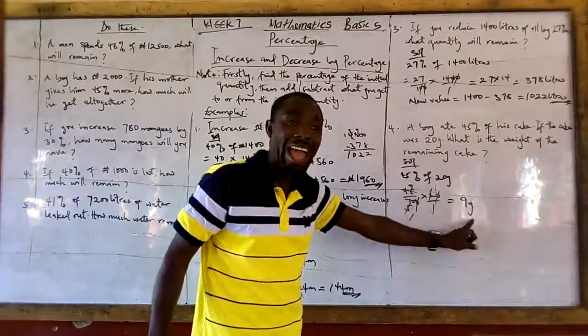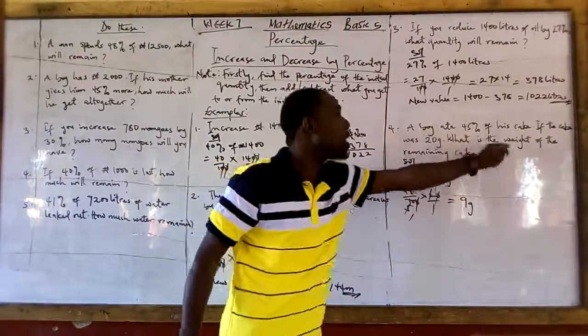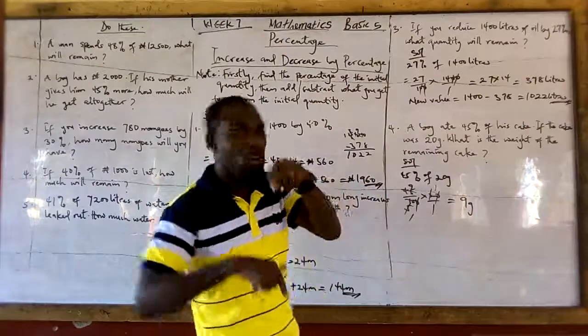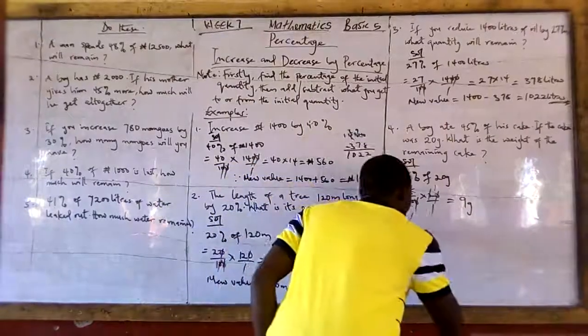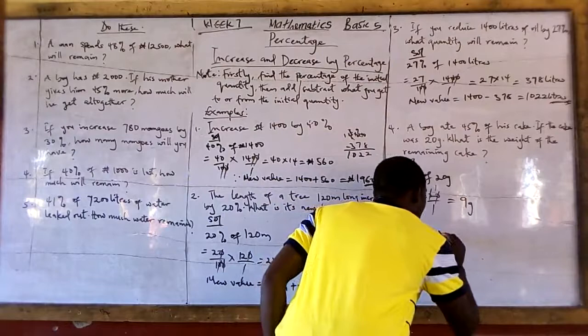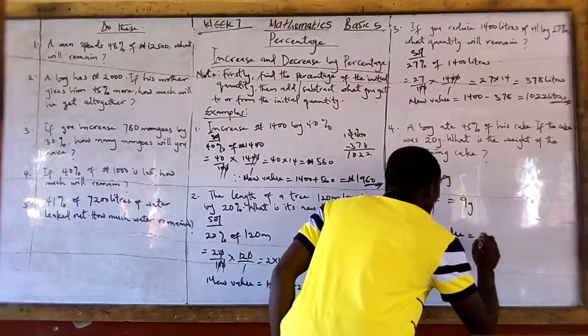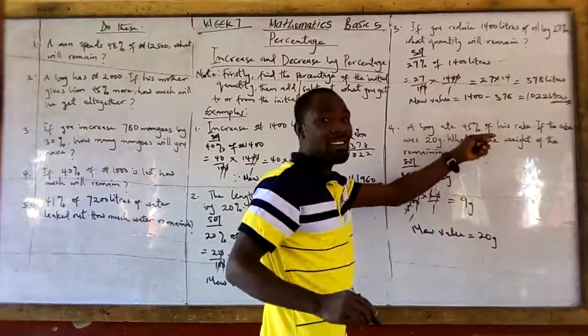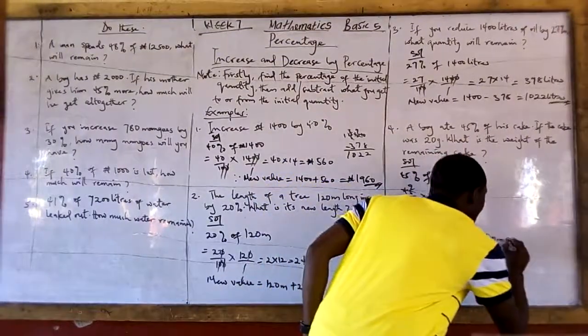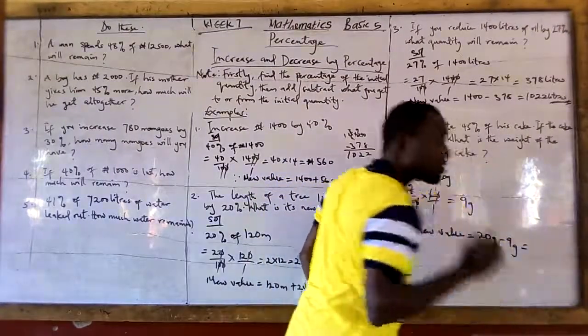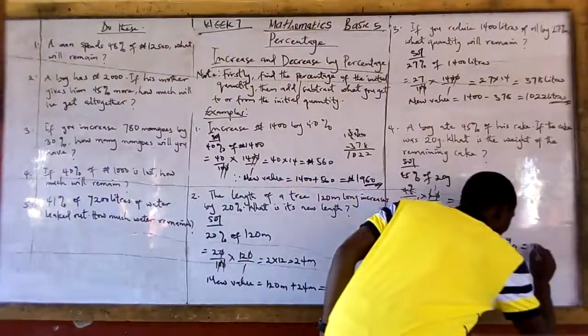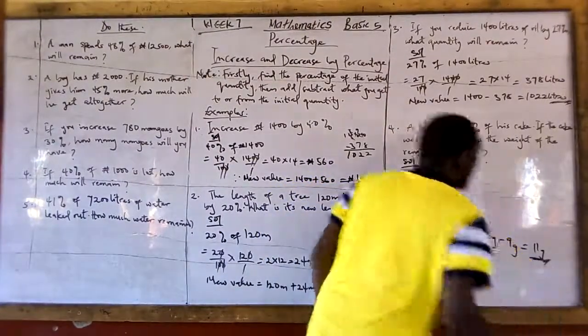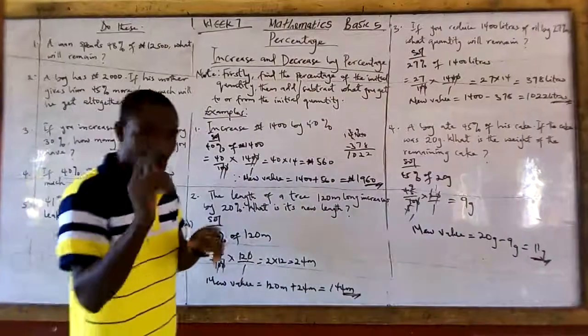It is 9 grams. And they said, what will remain? That is subtraction. Then new value equals 20 grams, which is the initial value, minus 9 grams, and it will remain 11 grams. Thank you very much. Can you see?